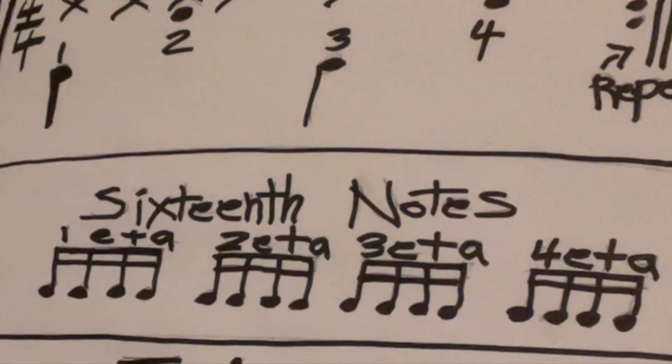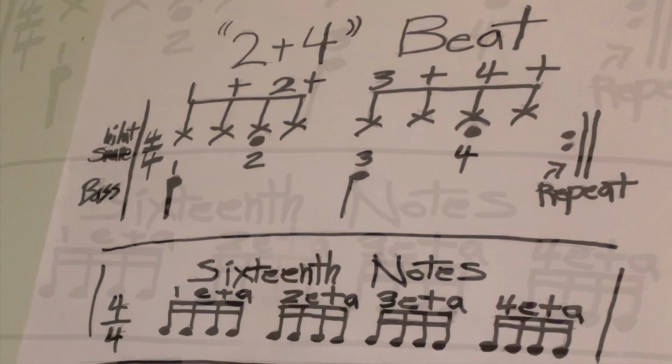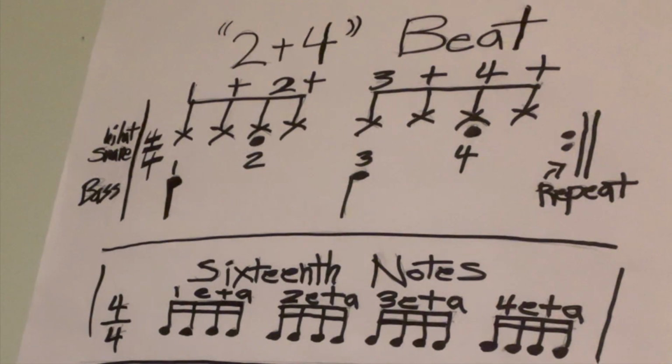We would count the 16th notes 1 E and A, 2 E and A, 3 E and A, 4 E and A. I will now demonstrate the relationship between 16th notes and eighth notes by playing eighth notes on the hi-hat and going around the drums with 16th notes.